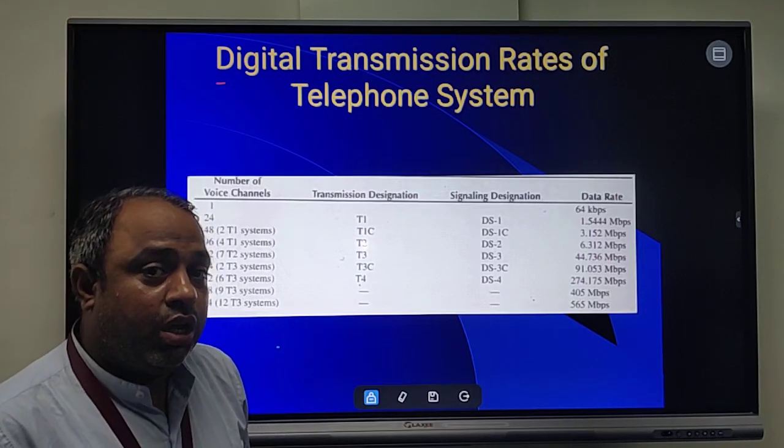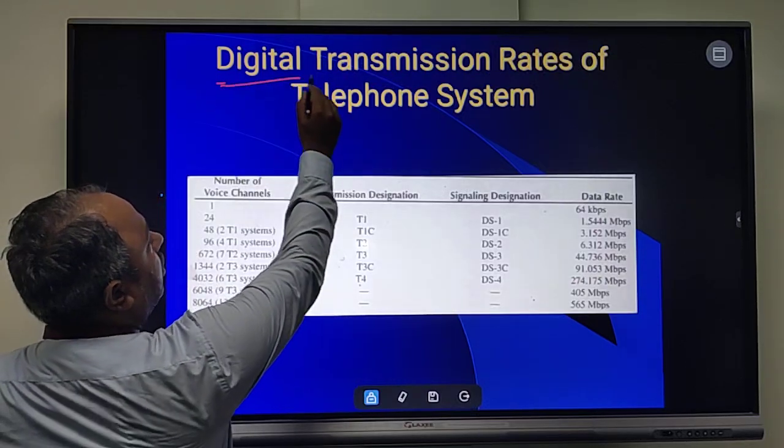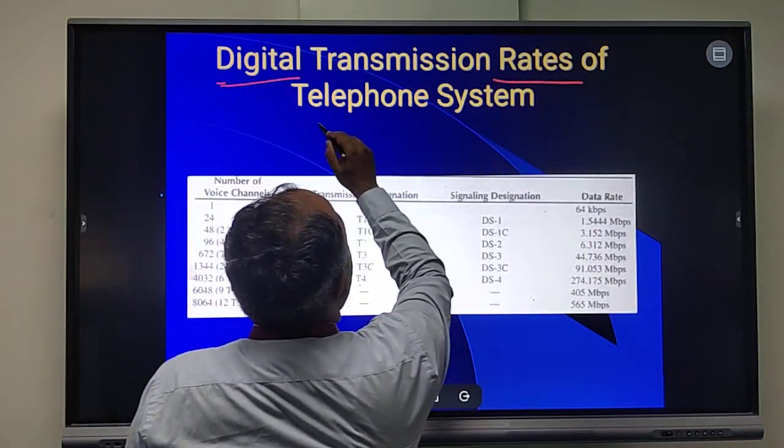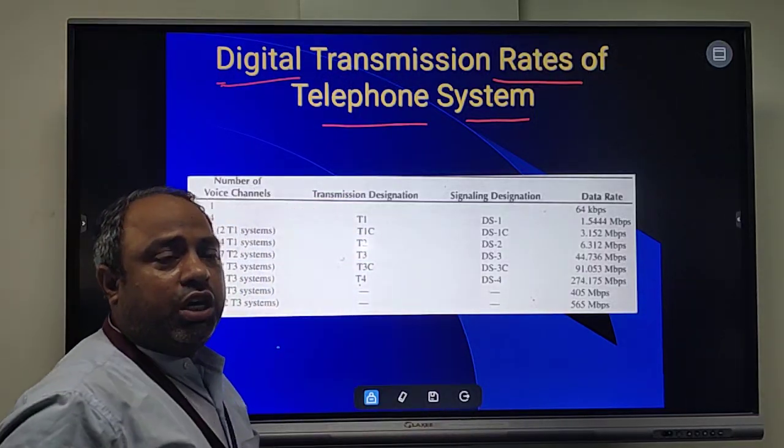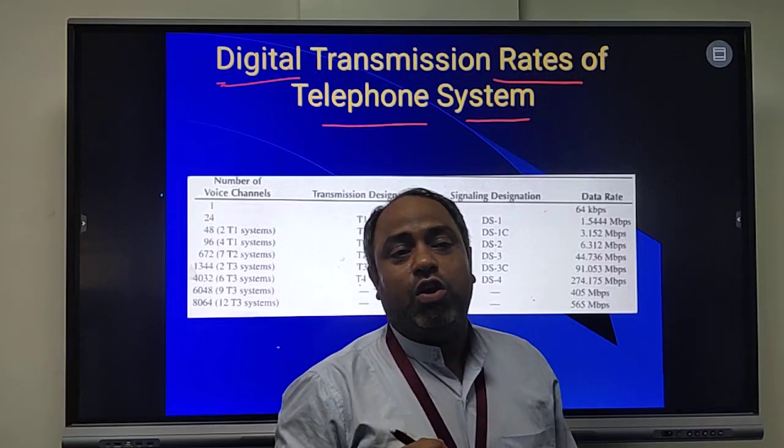In the previous lecture we studied fiber optical communication and the basics of it. Now today my third lecture will be on the digital transmission rates of telephone systems. We are talking about how the digital transmission rates of a telephone system can work perfectly and effectively.